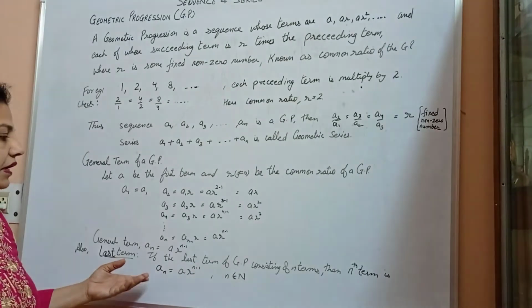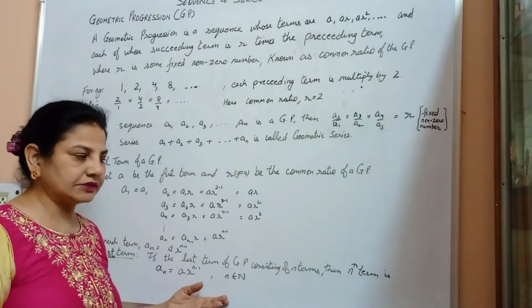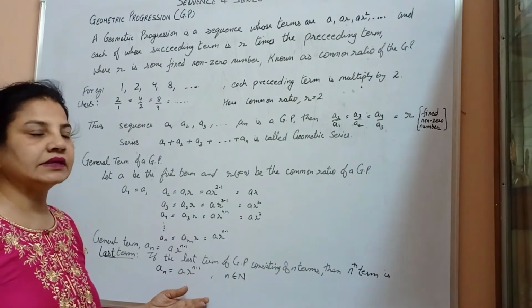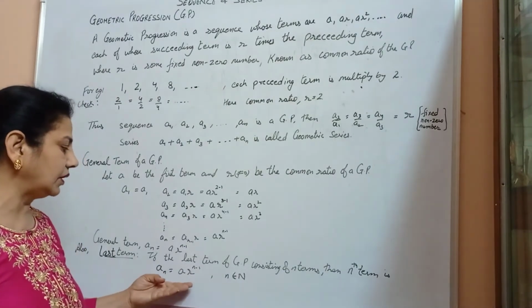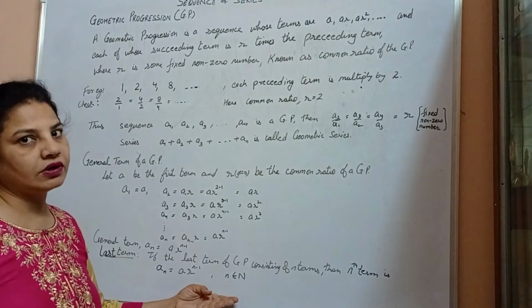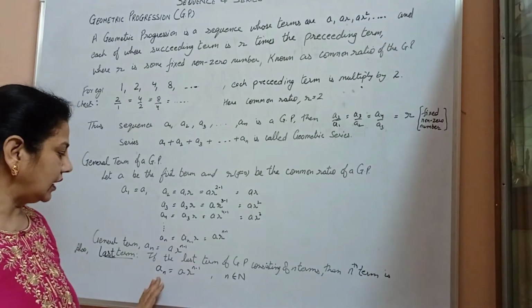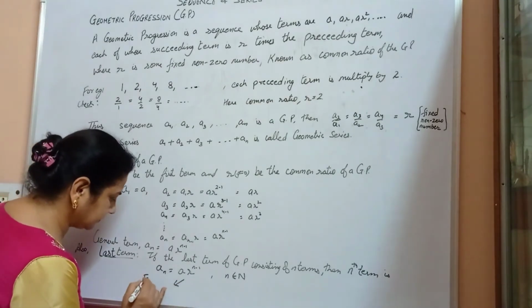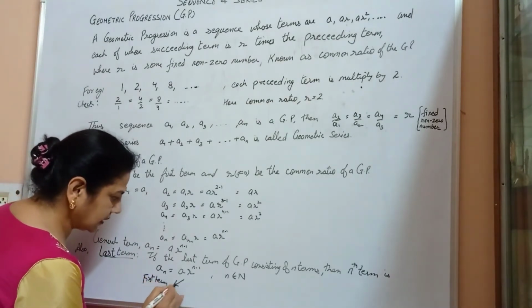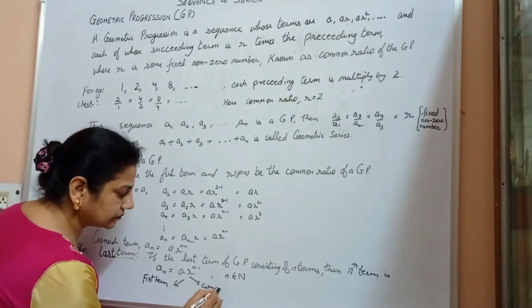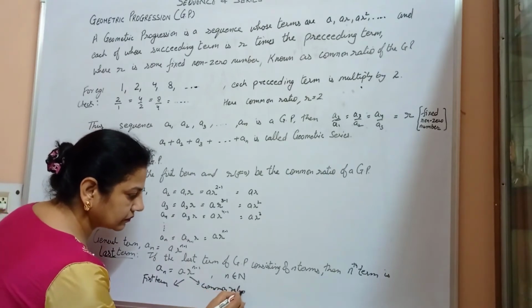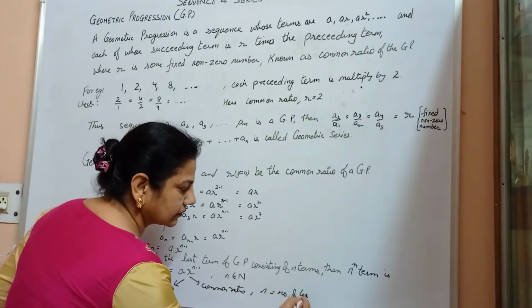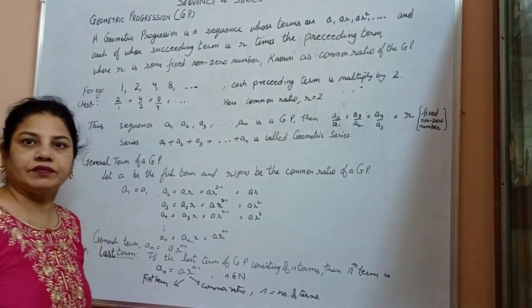Last term: if the last term of a GP consists of n terms, then the nth term, the last term is also called the nth term, is given by an equals a r to the power n minus 1 for all n belonging to natural numbers, where a is the first term, r is the common ratio, and n is the number of terms.